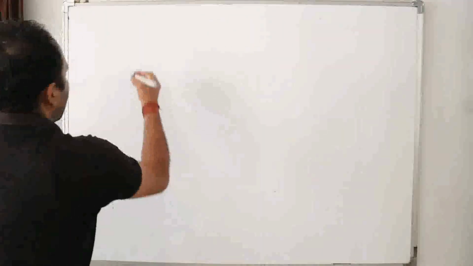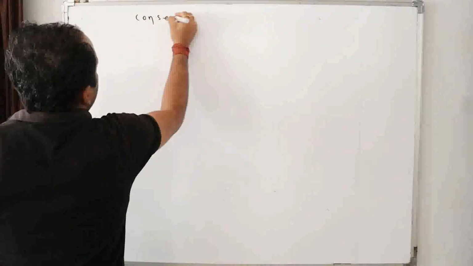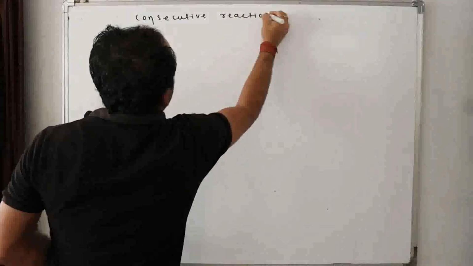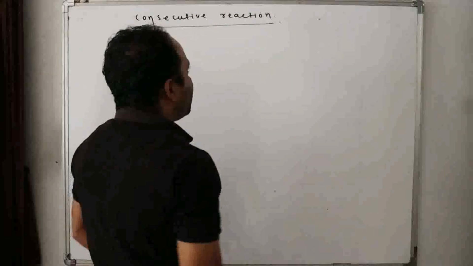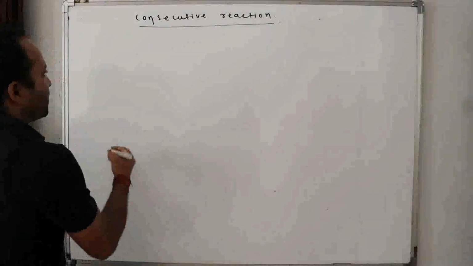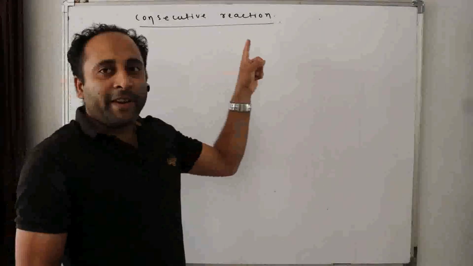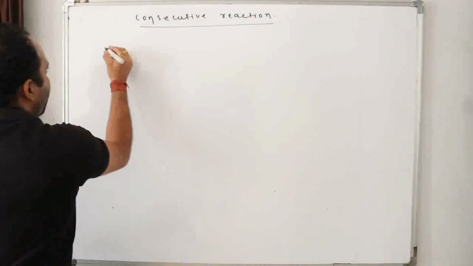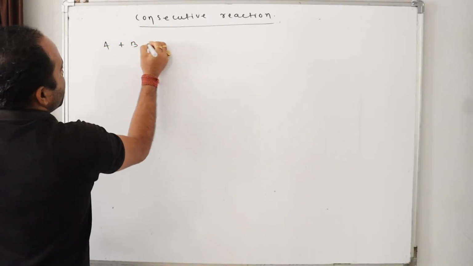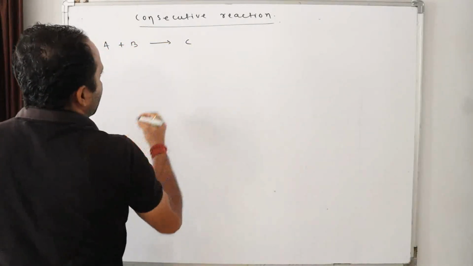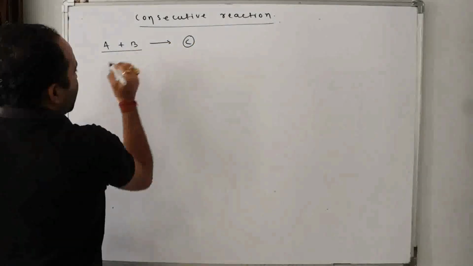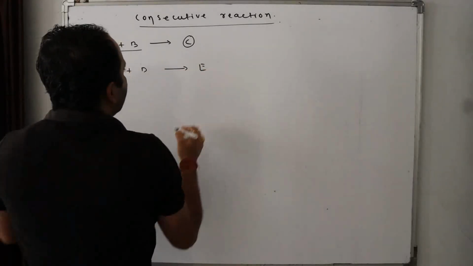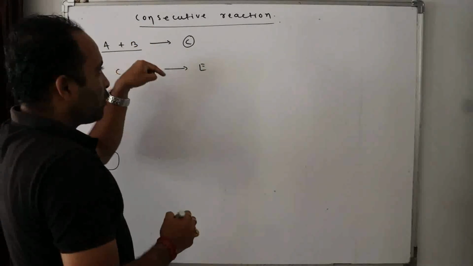Okay. So let us discuss consecutive reaction. What is this consecutive reaction? The reaction in which the product of a reaction acts as the reactant for another reaction. For example, if A plus B gives rise to C, this is the product of this reaction and this C acts as the reactant for another reaction. So this is called consecutive reaction.